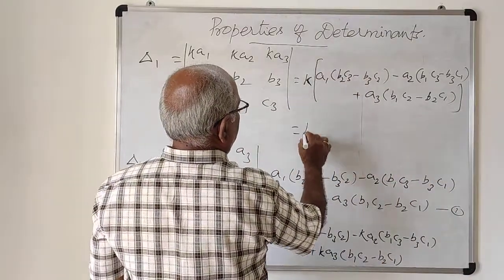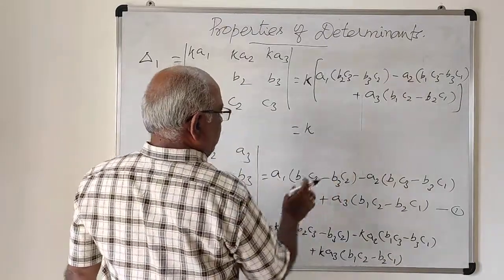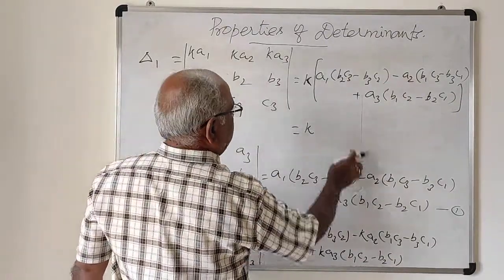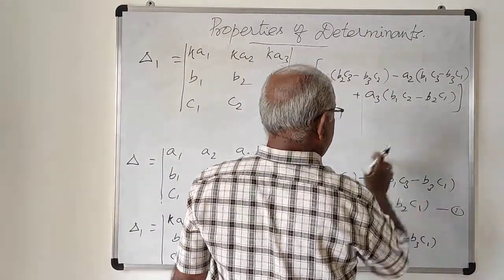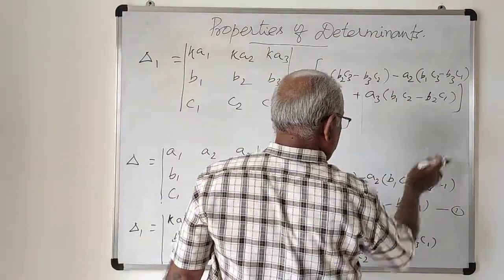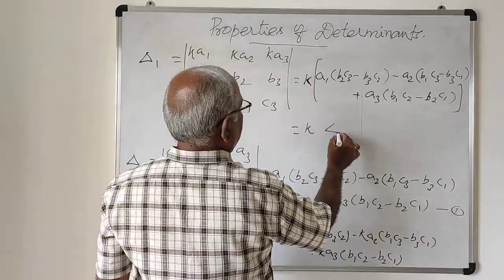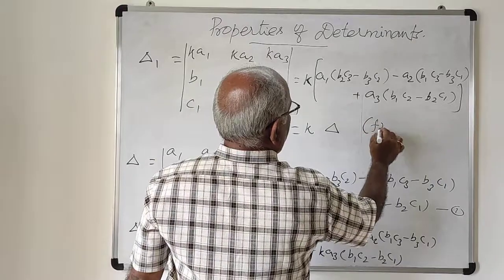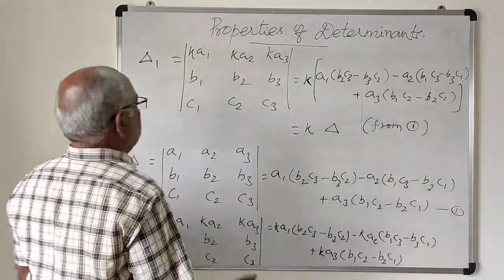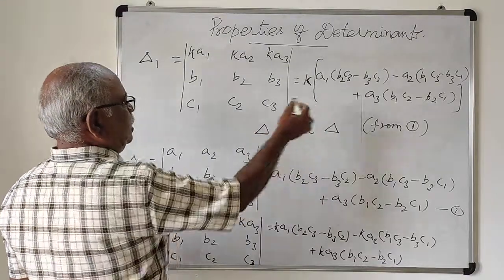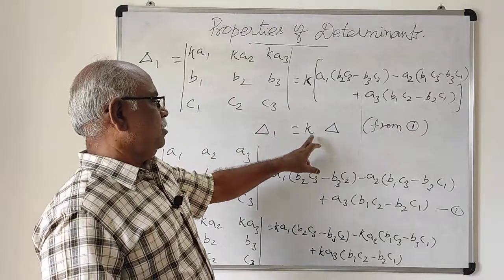This is again equal to K into the quantity within the bracket. You see, this is from expression 1: A1 into B2 C3 minus B3 C2 minus A2 into B1 C3 minus B3 C1 plus A3 into B1 C2 minus B2 C1. This is nothing but the value of delta. So delta 1 equals K delta. The determinant value itself is multiplied by the constant K.